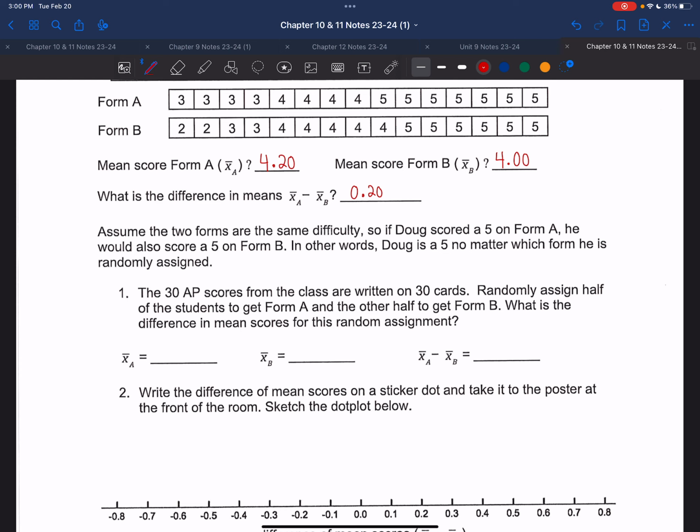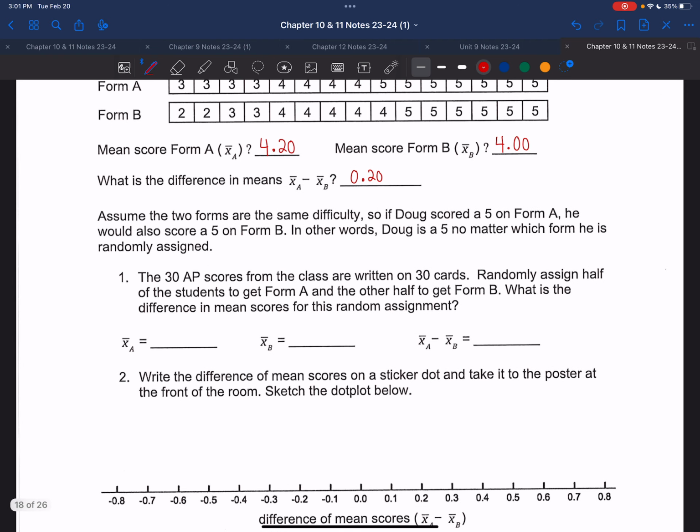Now the 30 AP scores from the class are written on 30 cards. Randomly assign half the students to get Form A and the other half to get Form B. What is the difference in mean scores for this random assignment? So in other words, we're trying to simulate the random assignment that students got for these forms, right? When they walk in to take this AP exam, it doesn't matter who they are. They're going to be randomly given Form A or Form B. So we're trying to randomly recreate that using note cards.